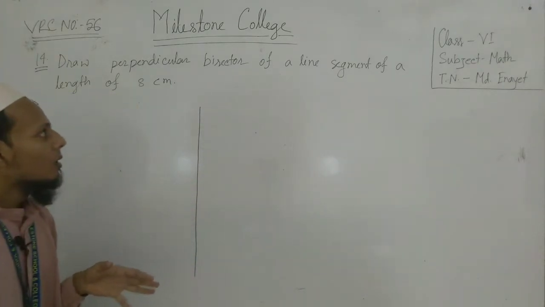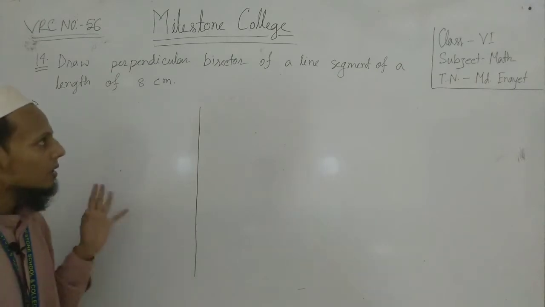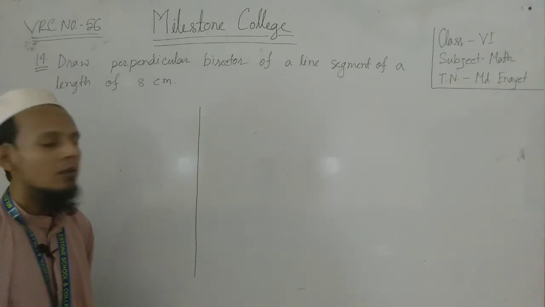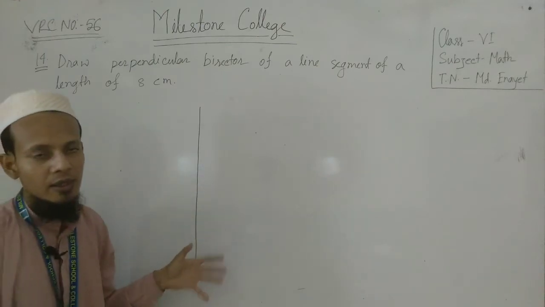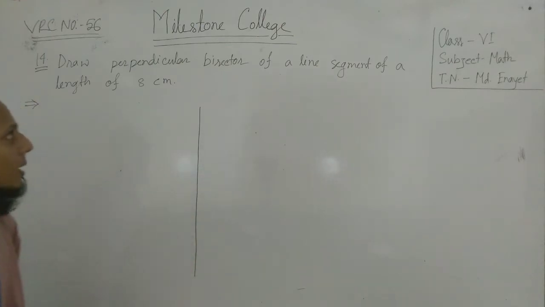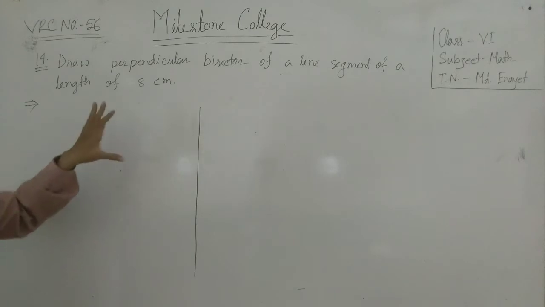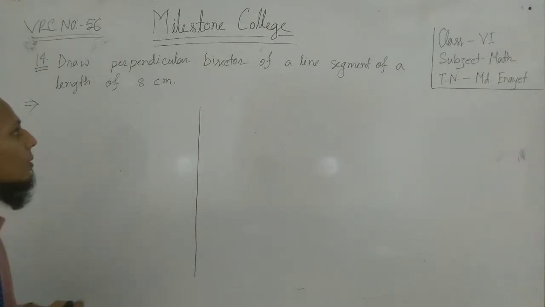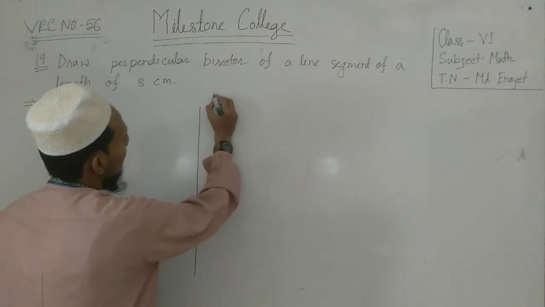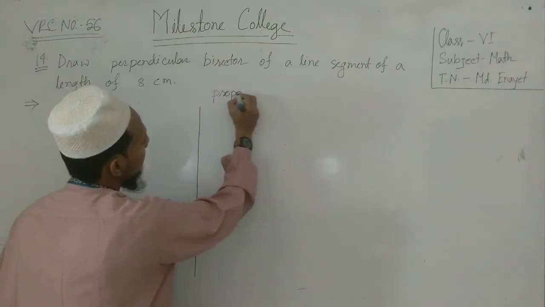You know, for a 4-mark question, only the drawing is not enough. You must give the description of the drawing, that is, the steps of construction. So, the thing we need to do, that is the proposition, that is what we are going to do. I am writing the proposition here.